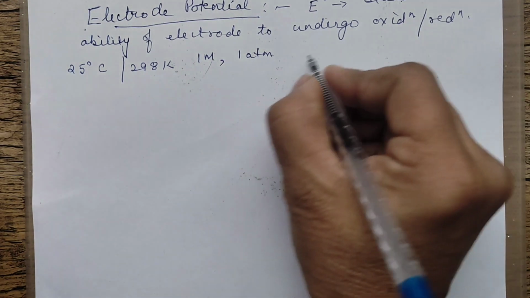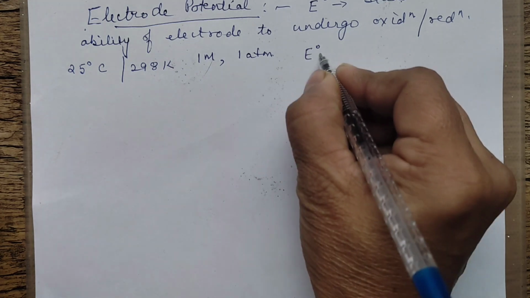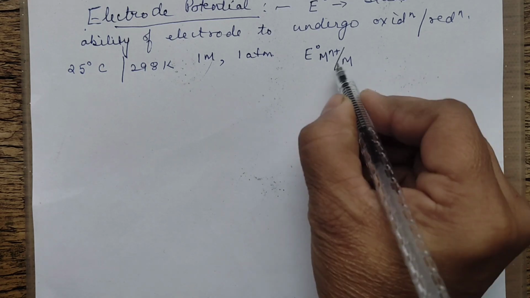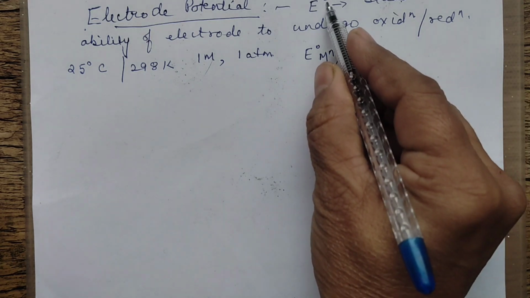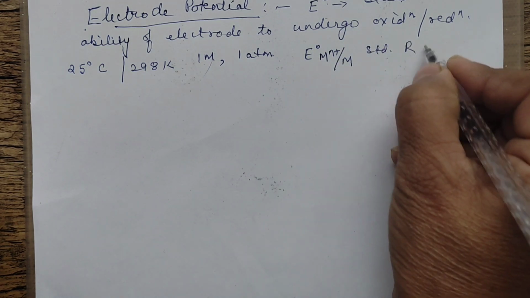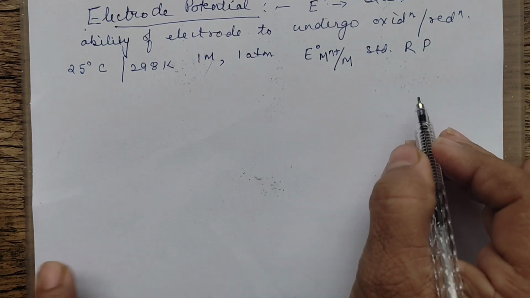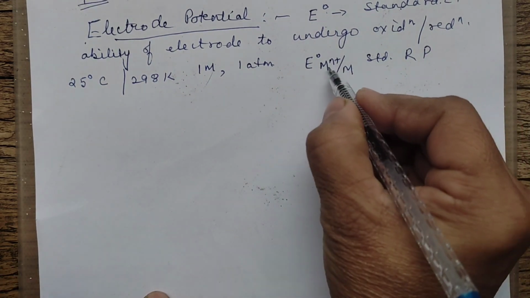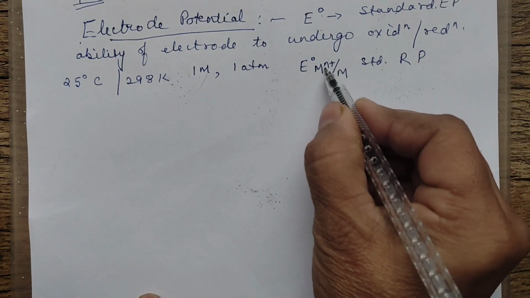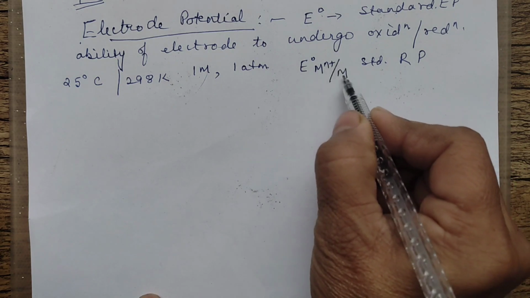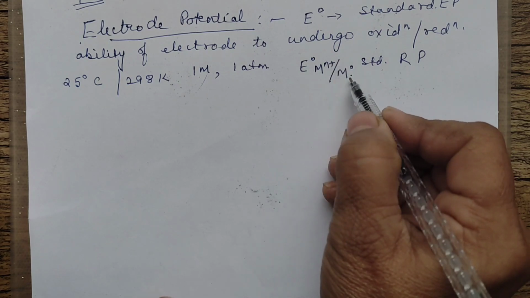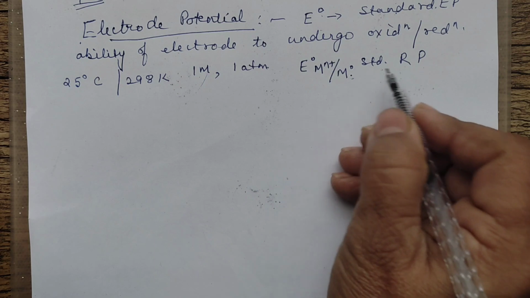Another point, children, you will find many a times written as, say, E naught M n+ slash M. This is a reduction electrode. This is a standard reduction potential. Now why is this reduction? You can just see here that the oxidation state is positive, and it has undergone reduction. From plus something it has become 0. If only M is there, it means it is 0. So from some positive it has become 0, that means it has undergone a reduction.